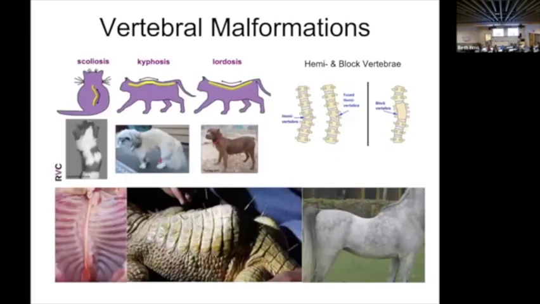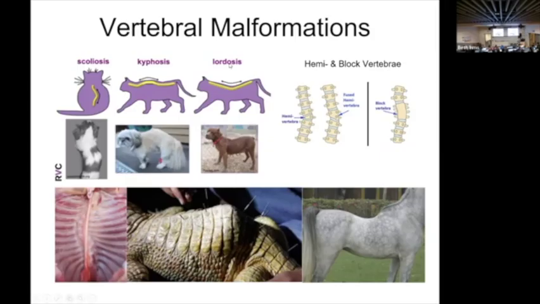All right, so clarification on the vertebral malformations we talked about yesterday. These are conformational terms. Scoliosis is a lateral curving of the spine. Kyphosis is a dorsal curving of the spine. Lordosis is a concave curving, right?